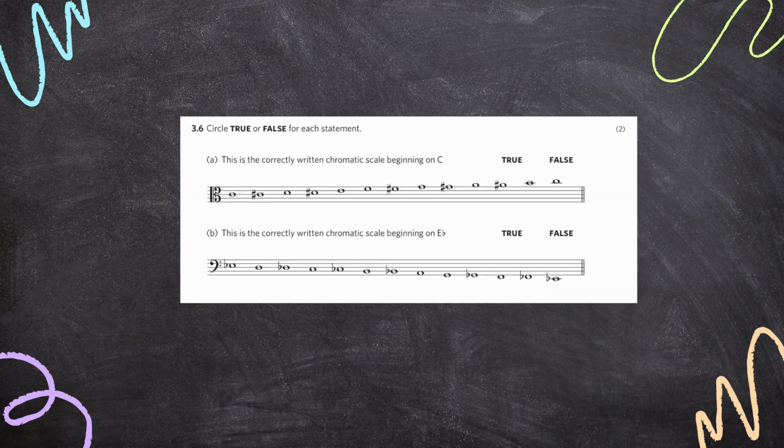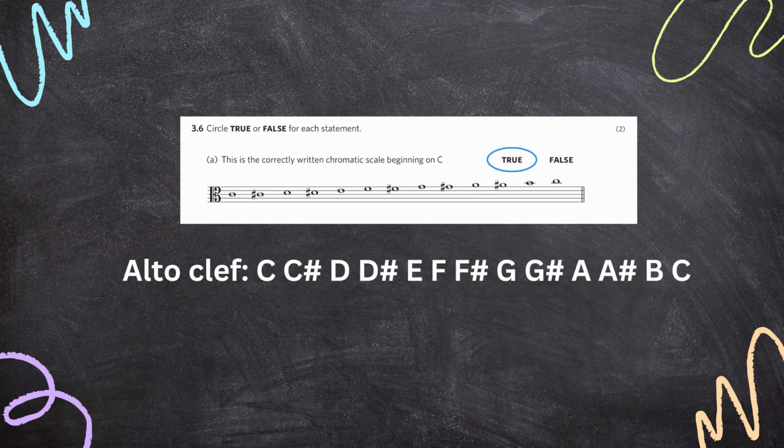Question 3.6. You need to decide whether the chromatic scale is well notated. In A, let's write down the letter name of each note. The chromatic pattern is clearly written. The answer is true.